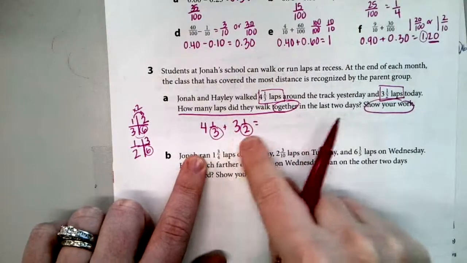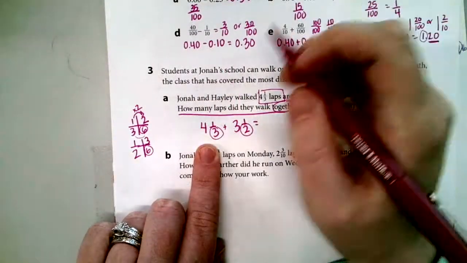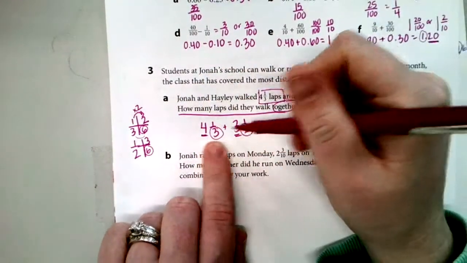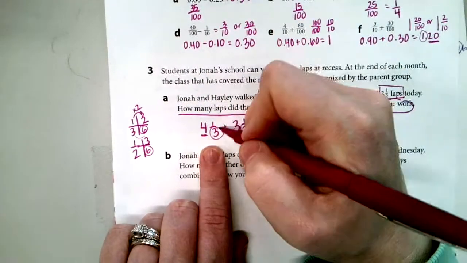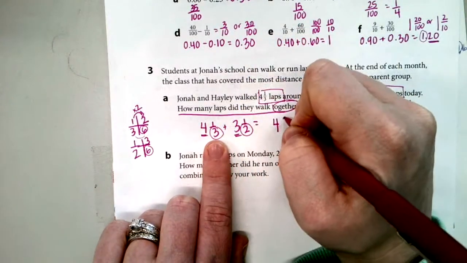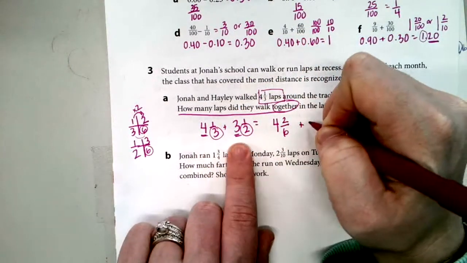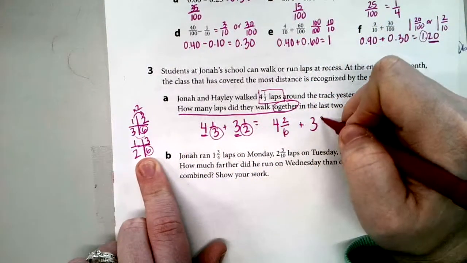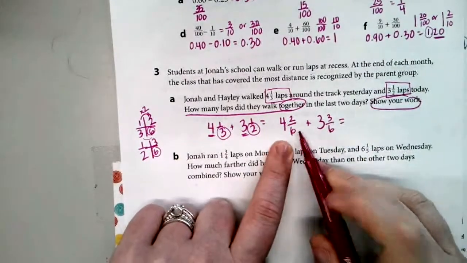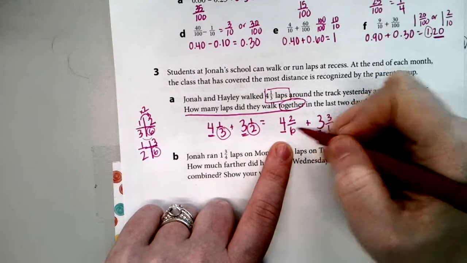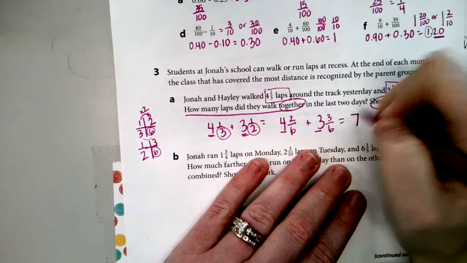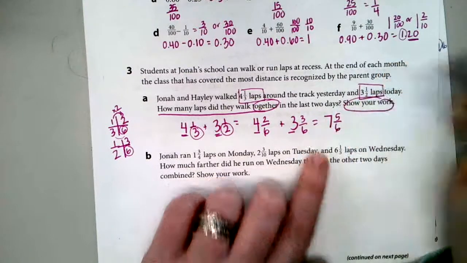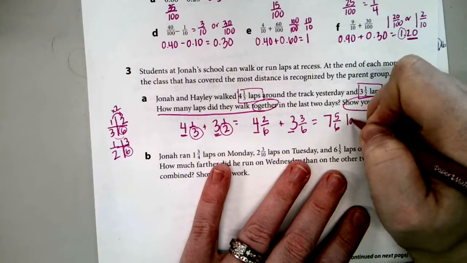So now let's rewrite this problem using our new fractions. So I'm going to keep the 4. Sometimes 5th graders tend to forget that they have to keep that whole number. Keep the 4. Rewrite 1/3 as 2/6 plus keep that 3. Don't forget that step. And 1/2 is 3/6. Now I can go ahead and add. Let's add our whole numbers first. 4 plus 3 is 7. 2/6 plus 3/6 is 5/6. That's how many laps.